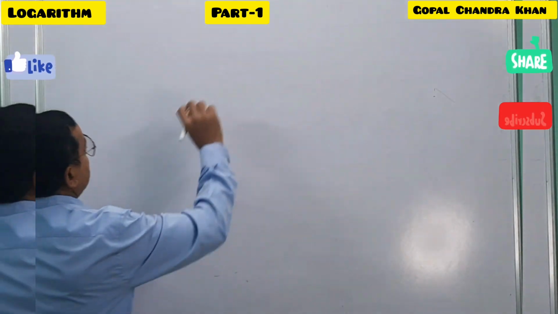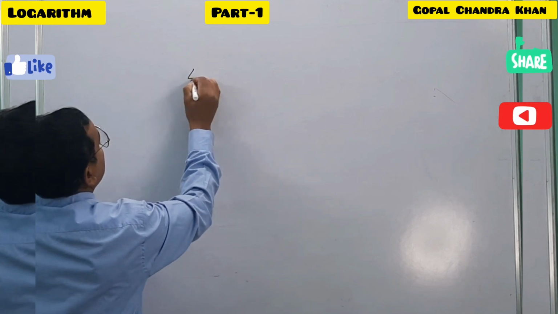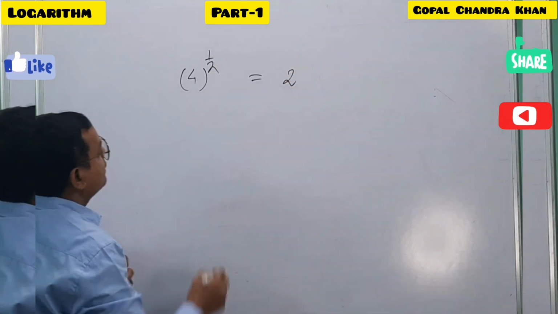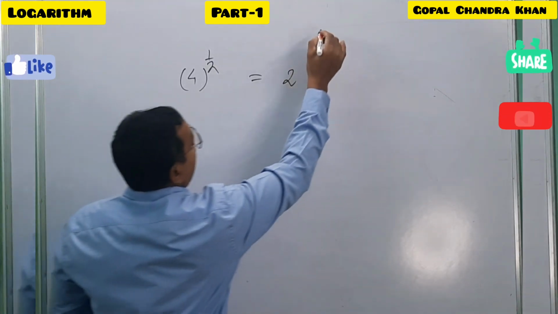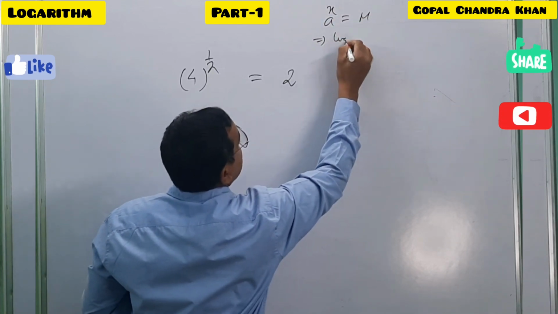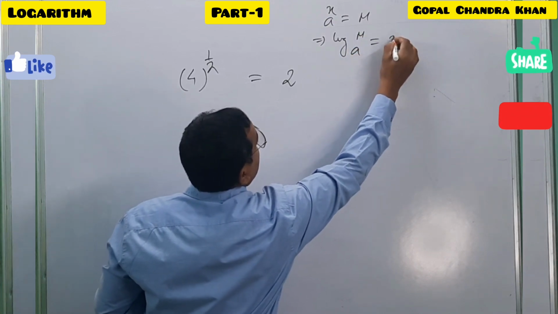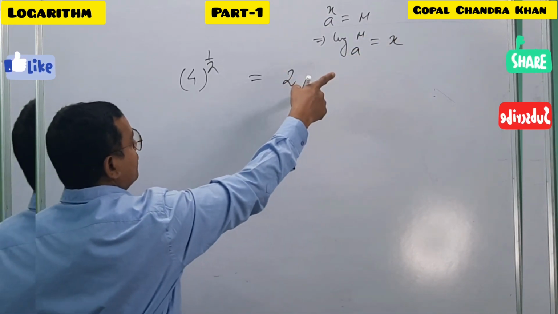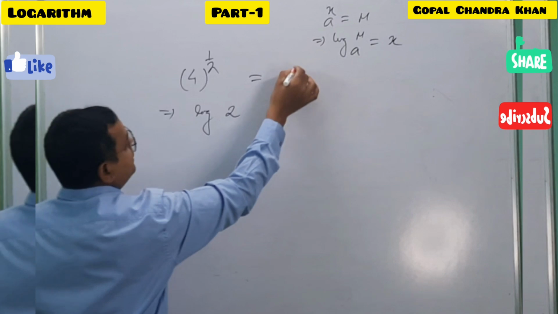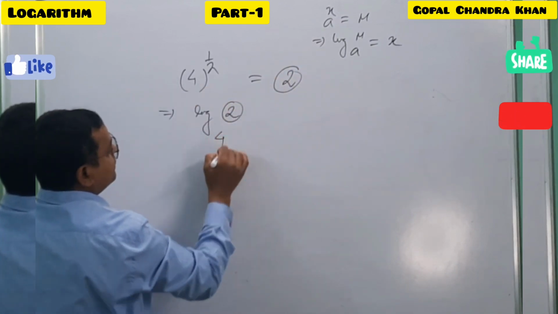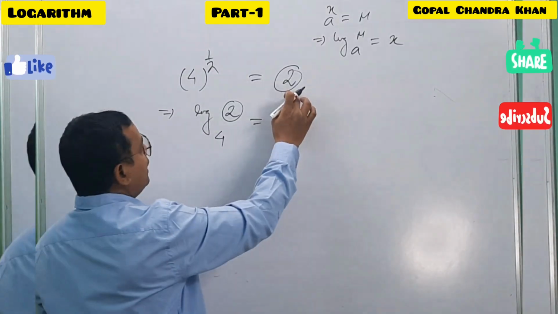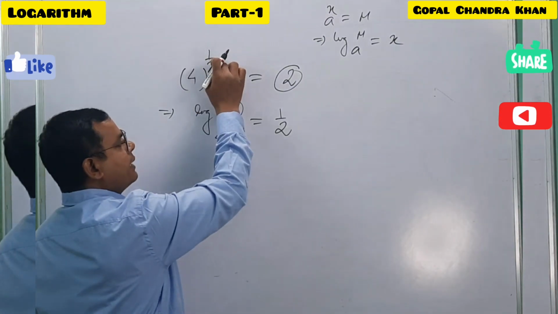Suppose you have 4 to the power half, what value do we get? 2, right? That means the formula is a to the power x equals m, which gives us log m base a equals x. We are always using that one. So from that calculation, what are we getting? Logarithm 2 base 4 equals half. See, this value and this value are always taken positive, but this value can be negative also.